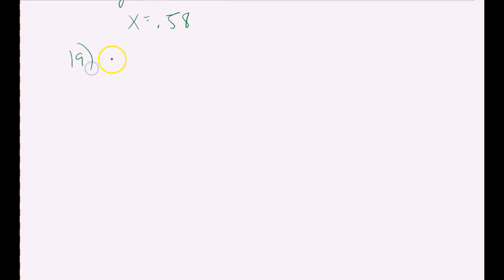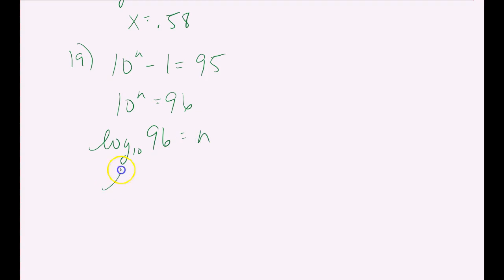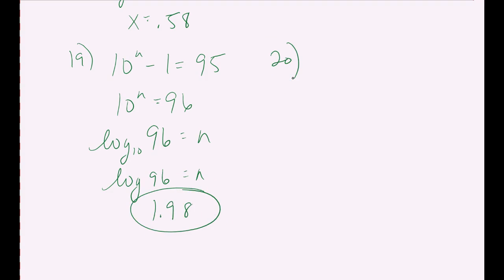Alright, and only dos mas. Number 19, we've got 10^(n-1) equals 95. Okay, so I would start by just adding 1 to both sides. And now it's log base 10 of 96 equals n, which means on the calculator, I just need to type in the log of 96, since the calculator already does base 10. So I'm getting 1.98.